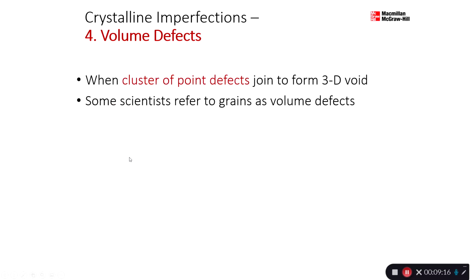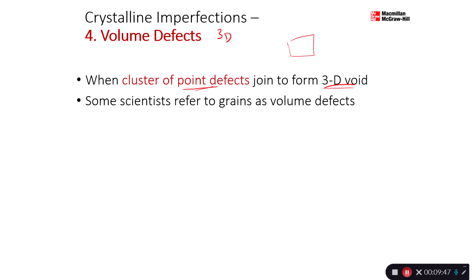Okay, the final type of defect is called volume defect. This is the last classification, or 3D. Okay, there's nothing extra about the 3D. It's just a cluster of point defects joined to form a 3D void. So remember, point defects, you have your vacancy, Schottky imperfection, etc. So this is when those defects are close together and they form a 3D void.